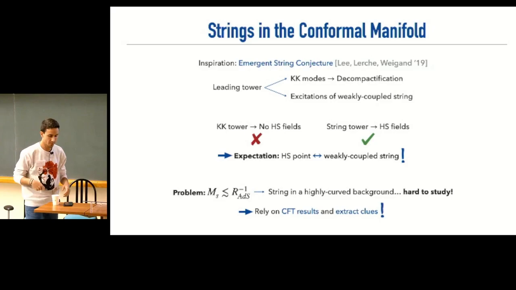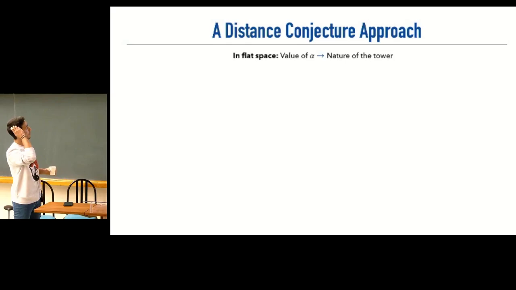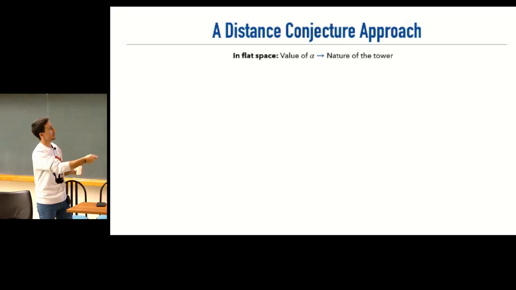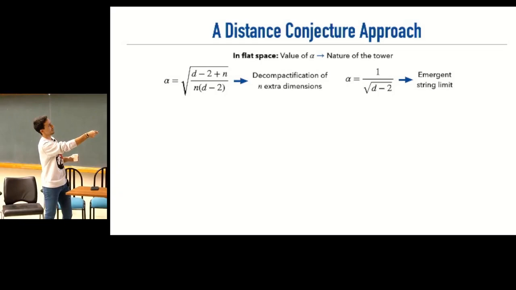So then, going on, what I need to do is a distance conjecture approach. Because for those of you that are not used to the distance conjecture, typically if I tell you the value of alpha, this exponential rate, you will guess the nature of the tower. So for those of you that have worked with this, if I write these two equations, you will tell, aha, this is a compactification and this is a dimension.